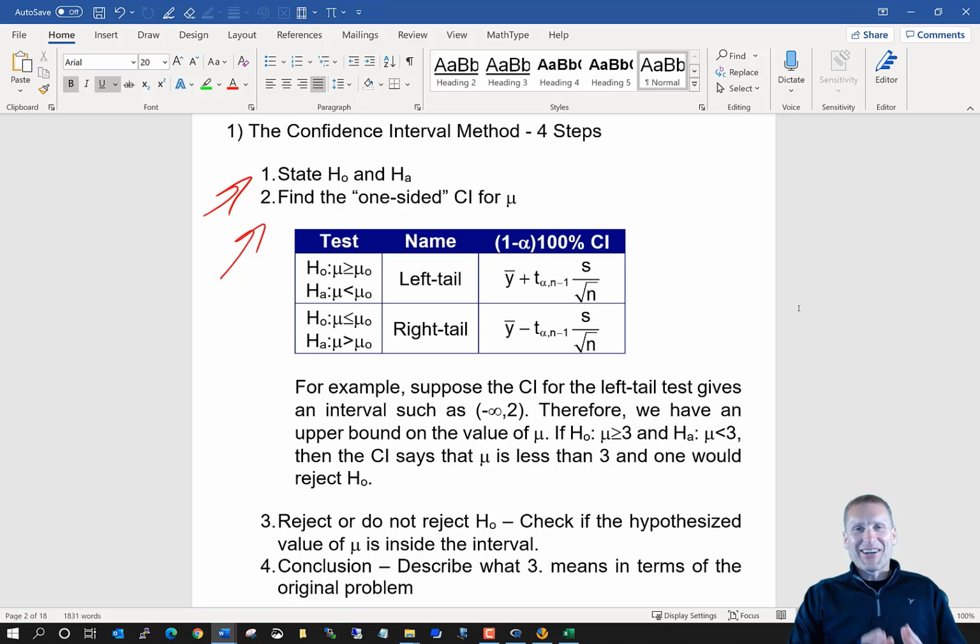we only need to do what's called a one-sided confidence interval. So for a left-tailed test, we find y bar plus the value from the t distribution. And notice how it's just alpha there, not alpha divided by 2, times s divided by square root of n. For a right-tailed test, you find y bar minus this value from our t distribution, this quantile, times s divided by square root of n.